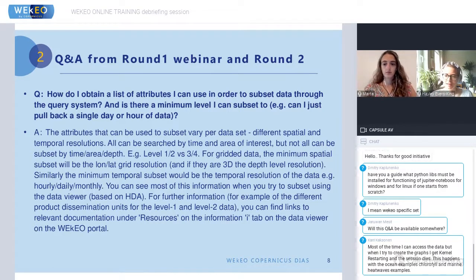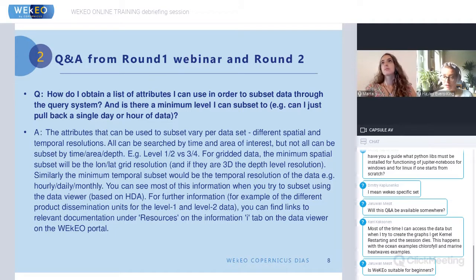So you have to understand a little bit about the data you're using in order to know how you can subset it. For all the data that's available on WEkEO, you can search it, and you'll have seen this when you use the data viewer on the portal. You can search it by things like time and area of interest, and that will tell you that there is data available from a product in this time and region that you're interested in.